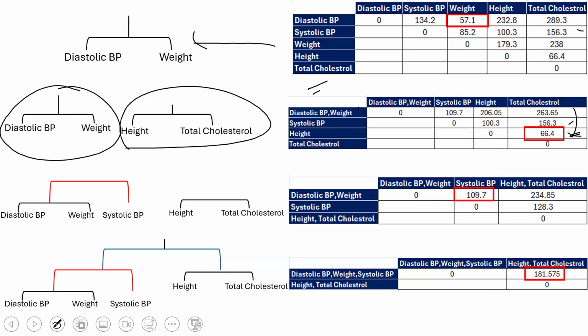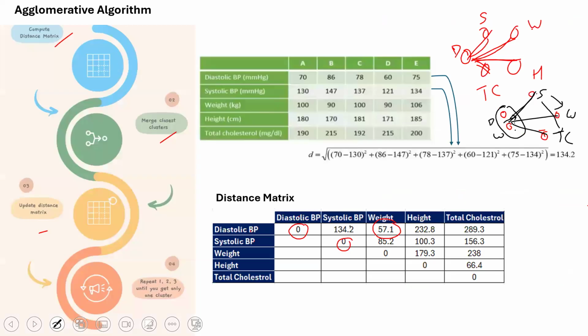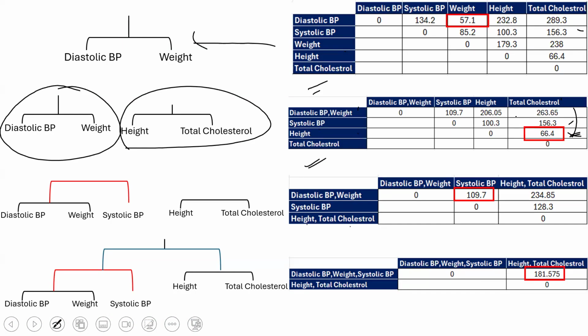Now, once you merge that, you have to update the data matrix again. How do you update that? Height and total cholesterol are merged, right? So these two are now one cluster. Now you have to calculate the distances from the new cluster to every other cluster. Okay, that's what you have to do. The same thing happens again.